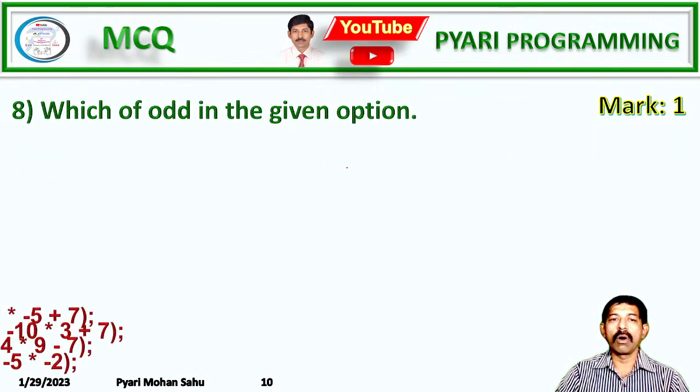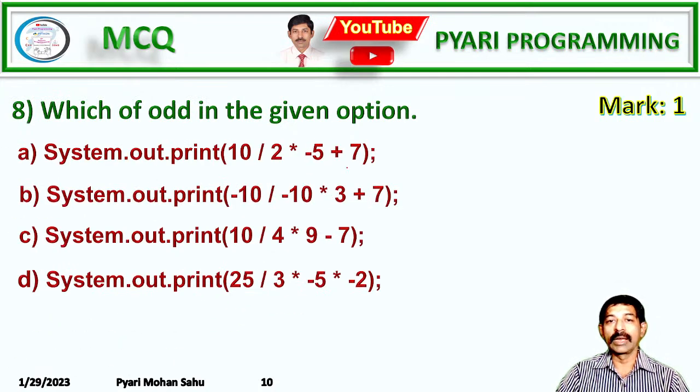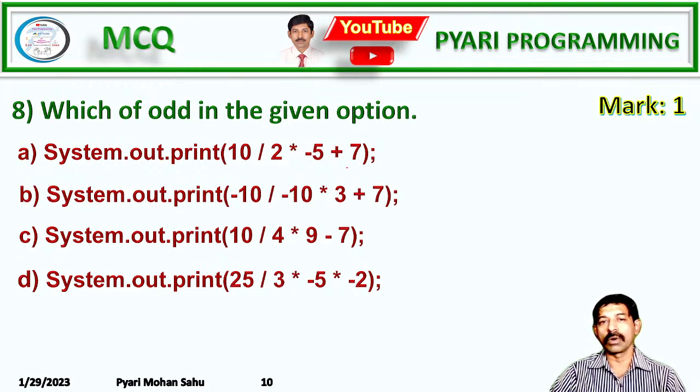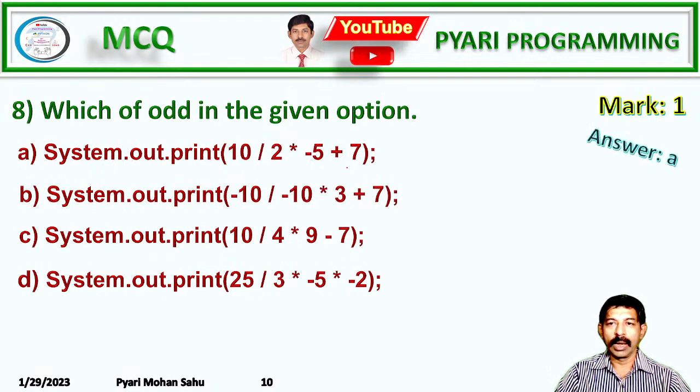Find out the odd one out in the given options. Which one is odd out of this? Now we have a few expressions.